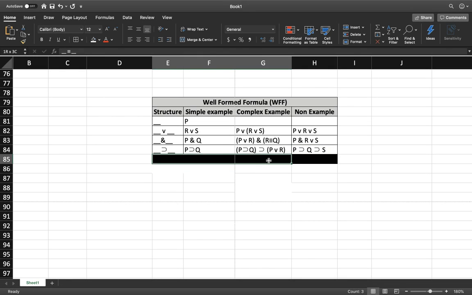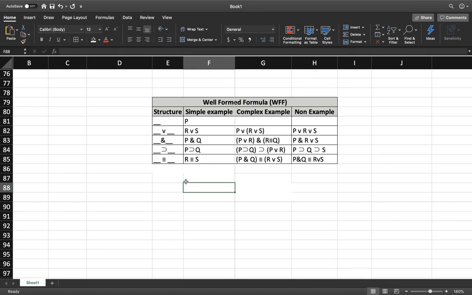And finally, the biconditional. Same idea. It's the same concept throughout all of the sentences. It's a two-place connective. These symbols are all two-place connectives, which means it has to be very clear the two places that exist. So blank, double bar or triple bar, blank.